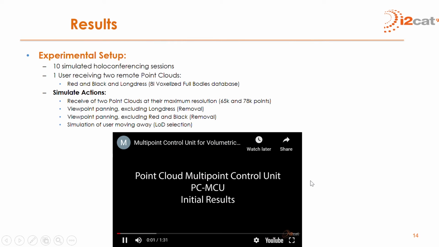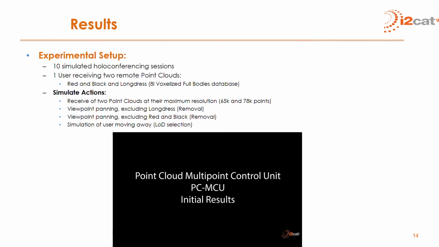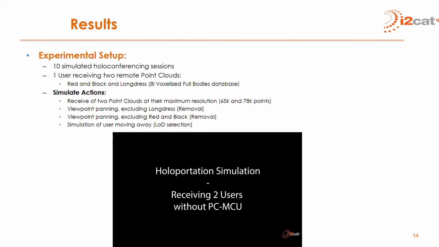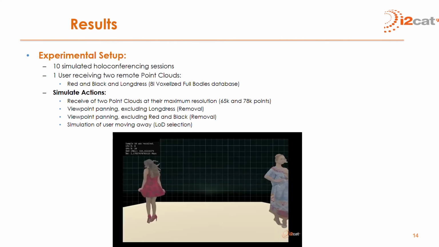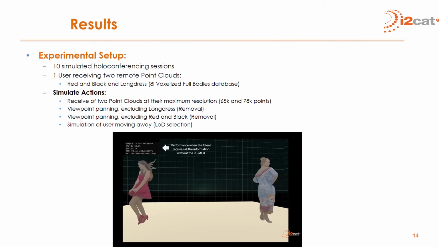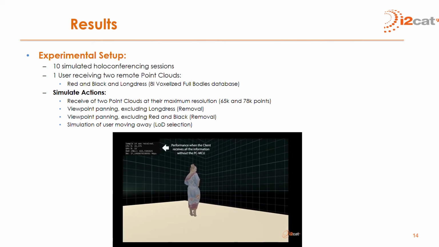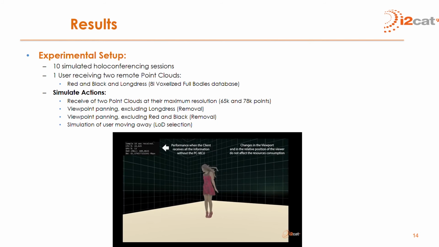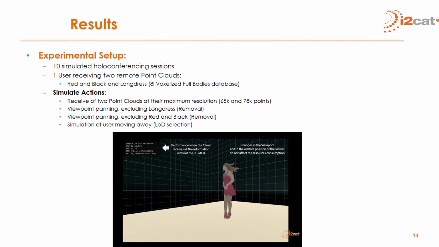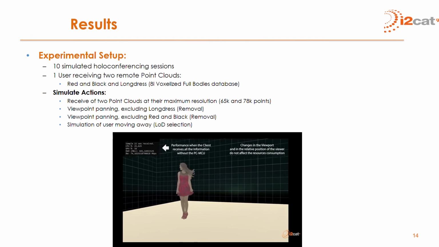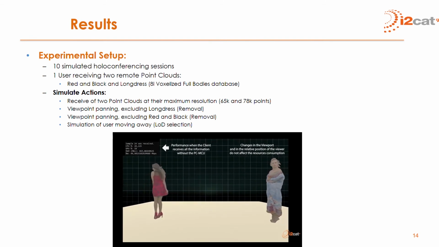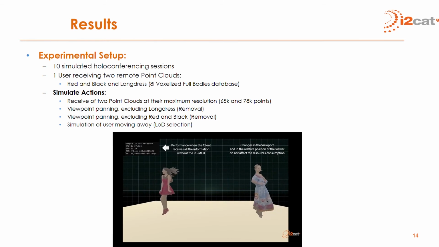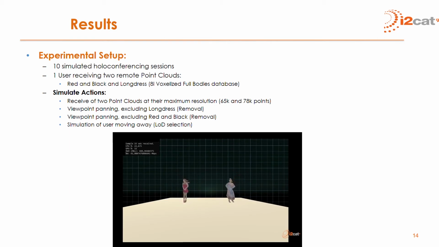We start the session with the third user receiving the other two point clouds at their maximum resolution. In this moment, we are able to see both, and then the viewport starts panning toward the one, removing the other one. So we test the removal of the non-visible area. Same thing, but with the other point cloud. Then we go back to the initial position, and then we start moving away from the two point clouds in order to test the level of detail selection. The viewport is moving away at different stages to see different level of details reductions.